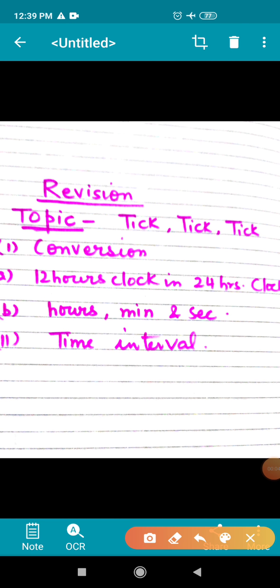In today's class, we will revise the following subtopics: conversion of 12 hours clock in 24 hours clock and vice versa. We will learn how we can convert hours in minutes or minutes in seconds or vice versa. And besides that, we will also learn how we can calculate time interval. So children, let us start.